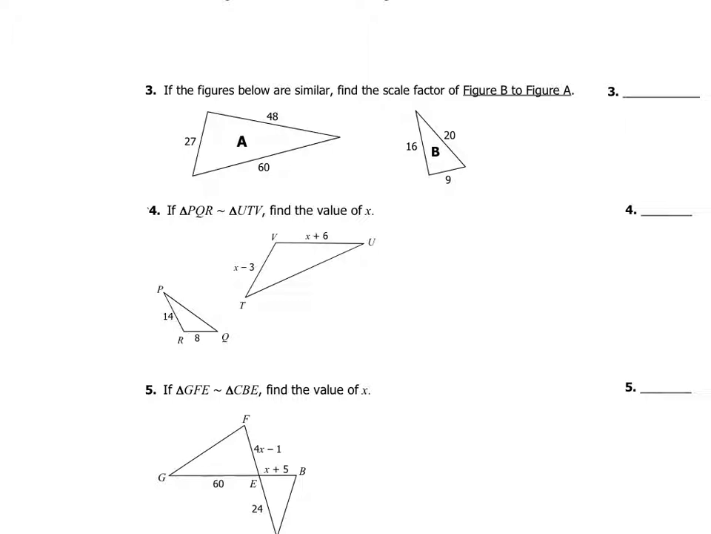Number three. The triangles are similar. We need to find the scale factor of b to a. So when you write your fraction, you're going to put the side of b over the side of a. All right. You can choose any one you want. Just pick one of them and reduce the fraction.